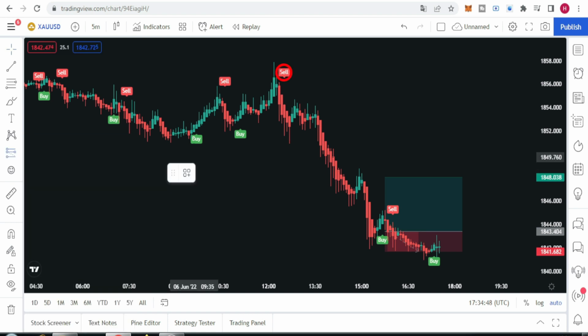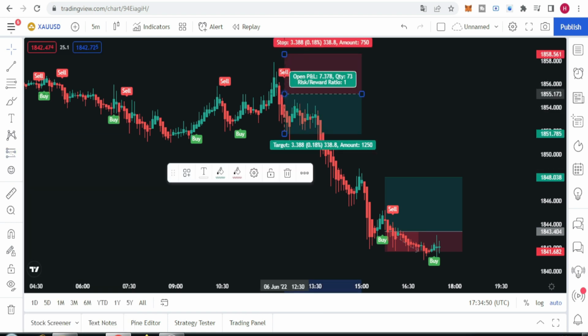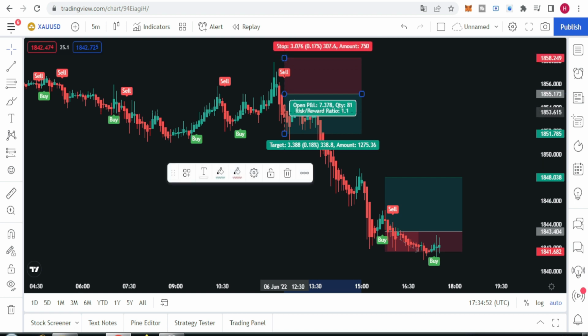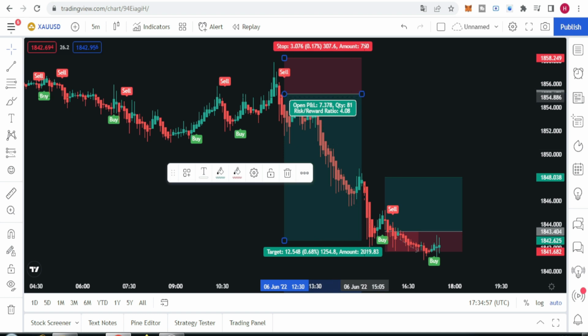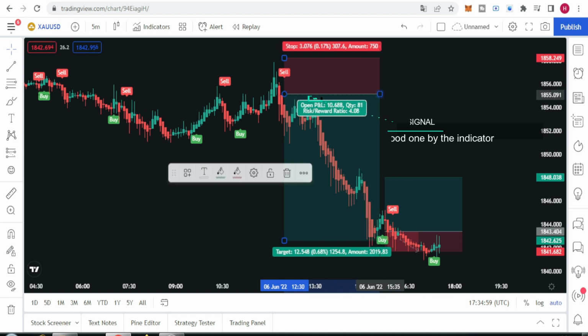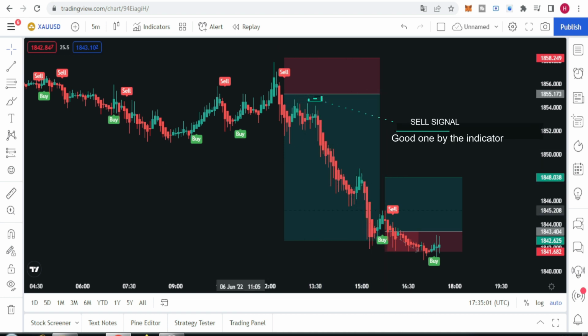However, in this second signal, we have a chance to make a profitable trade by entering a short position. So in this case, it's a clear winner.